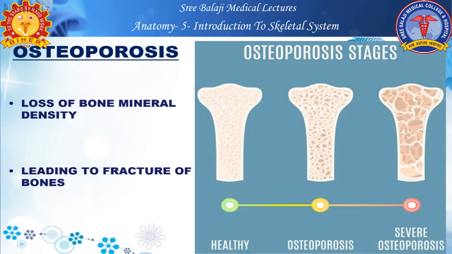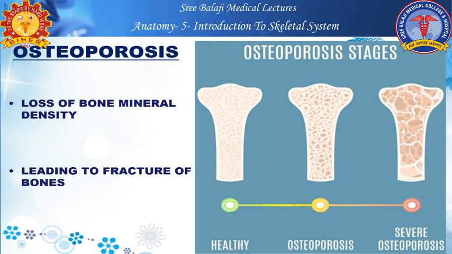Coming to the applied anatomy of today's topic, first I would like to talk about something called osteoporosis. We saw the composition of the bone, which has cells called osteocytes. It has a matrix made up of collagen tissue, and it is also made up of minerals. These are the three major constituents of the bone. When one of these constituents is less, the bone becomes weak.